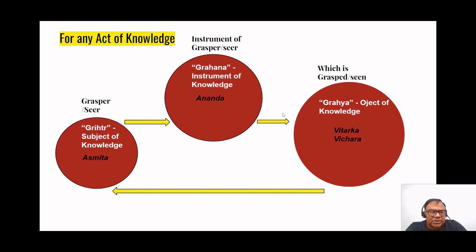Why I've written Vitarka, Vichara, Ananda and Asmita like this, I'll explain to you. But first we need to understand this. There is an object of knowledge. Second, there is an instrument of knowledge through which we can see that object, and the one who is looking at the object or using the instrument is the seer or the grasper. Now let's move on to the explanation of these four terms: Vitarka, Vichara, Ananda, and Asmita.